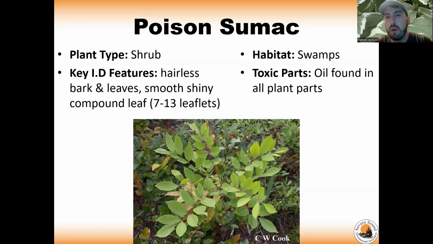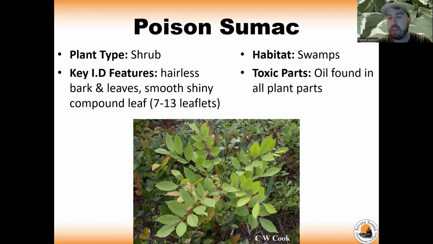Poison sumac is specifically in swamps. So there are a few spots in our watershed that have poison sumac. One of them is Y Marsh. In certain areas, poison sumac is present. It's a close relative of poison ivy, and as a close relative, it has the same active chemical. So it's urushiol, the same oil, and it's found in all parts of the plant.